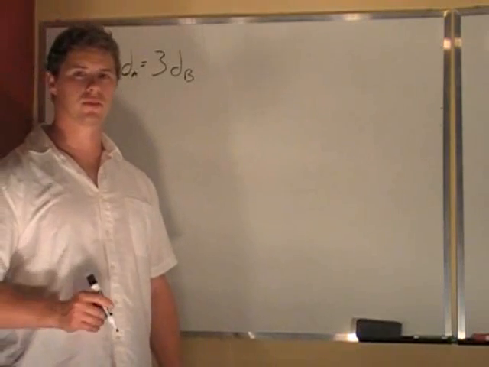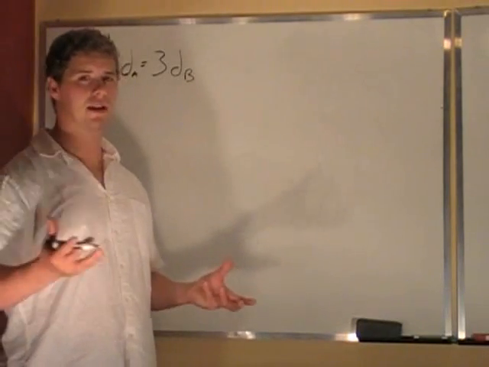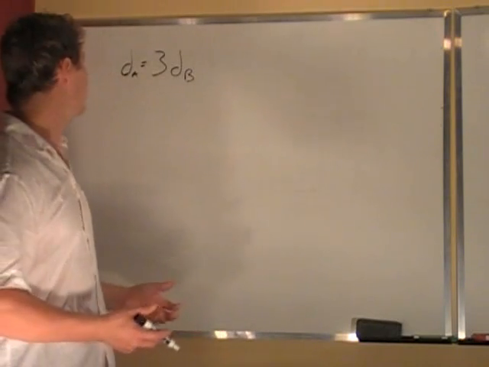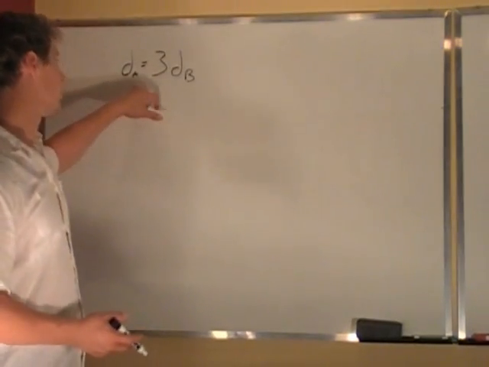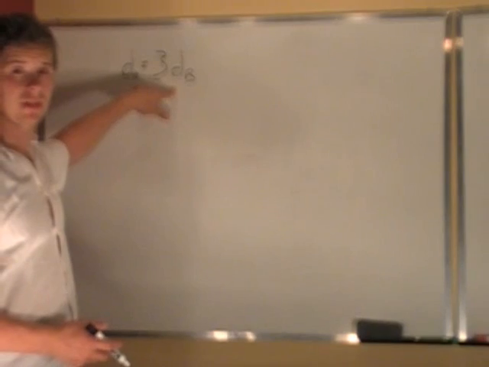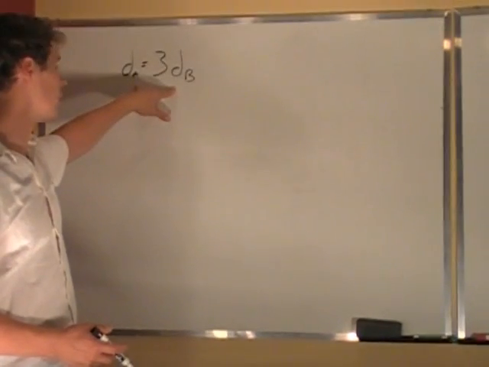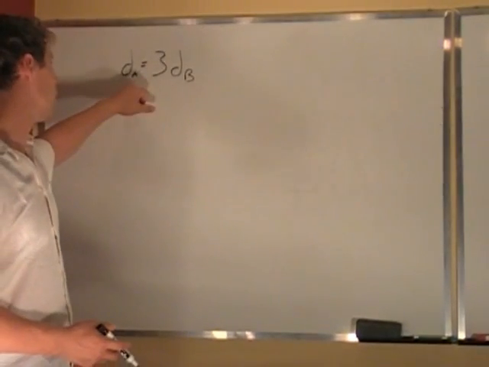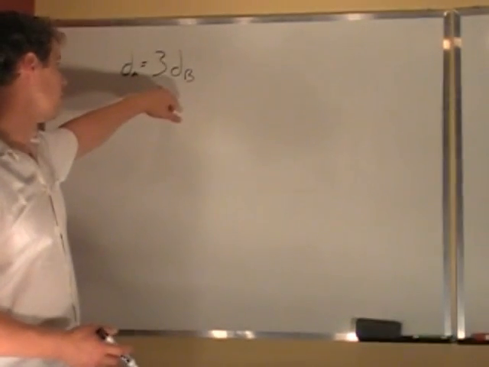The juggler is juggling two balls. One in hand A, one in hand B. So we got ball A and ball B. And we know that ball A goes 3 times higher than ball B. So that gives us this equation right here. It says it in the problem. Ball A goes 3 times higher than ball B.